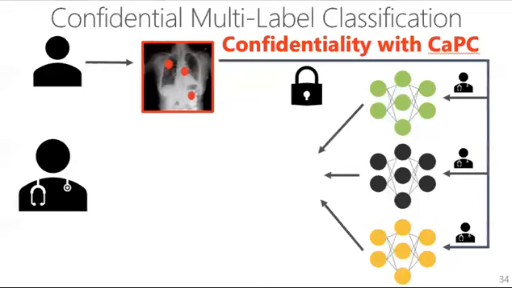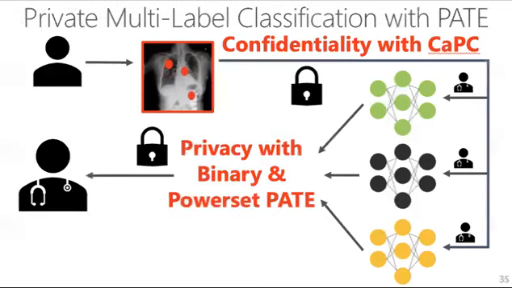Going back to the initial use case, our method enables the confidential multi-label classification via the CaPC framework. We achieve confidentiality with the CaPC framework by private inference on encrypted data. We also designed new binary and Powerset methods for private multi-label classification with the PATE framework.